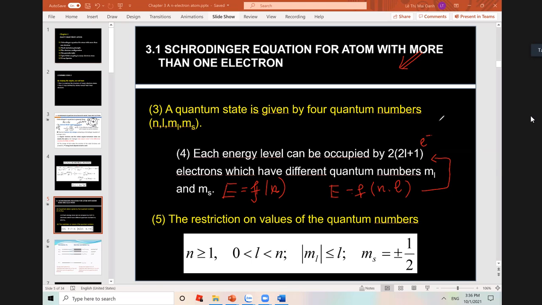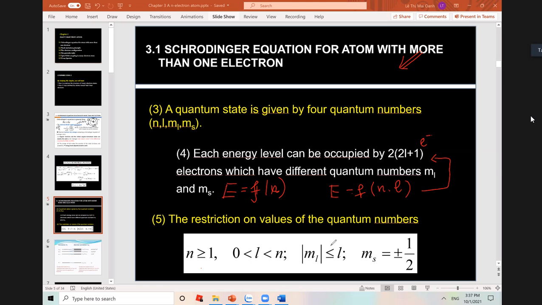The restriction on values of the quantum numbers. You also have the restriction of quantum numbers. n is from 1, 2, 3, 4, 5. Yes, similar to the hydrogen atom. And ml also lasts from minus l to plus l. And ms, you also have two values of ms, plus and minus 1/2. Yes, and it's similar to the hydrogen atom.